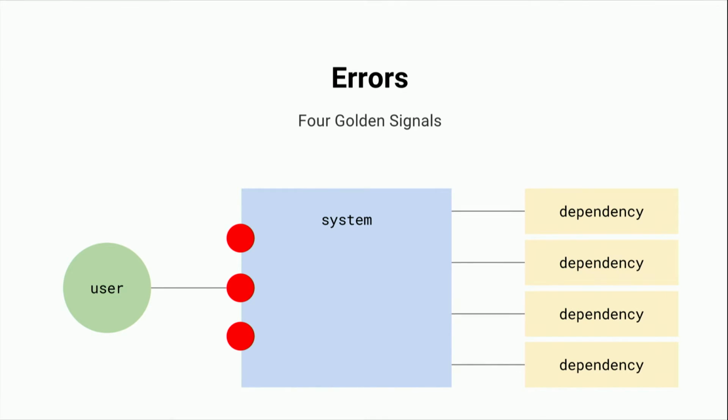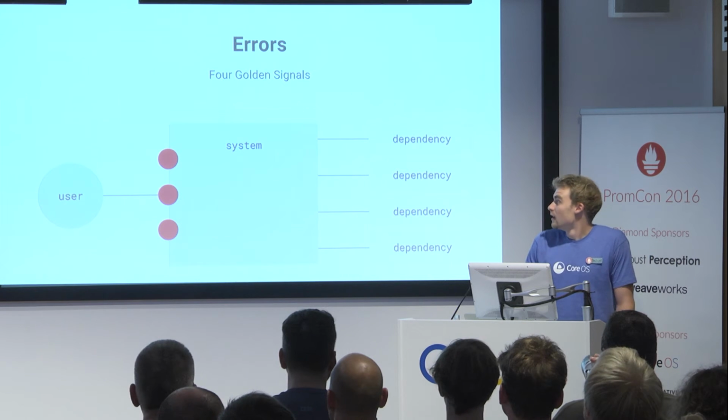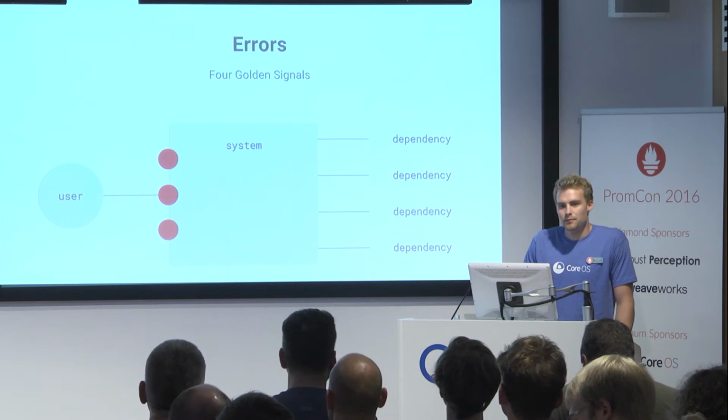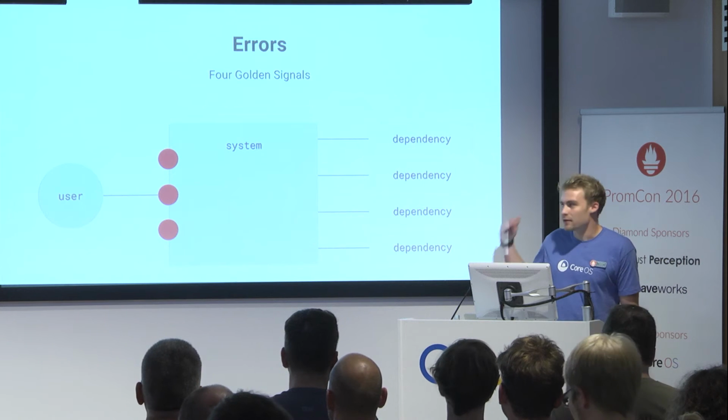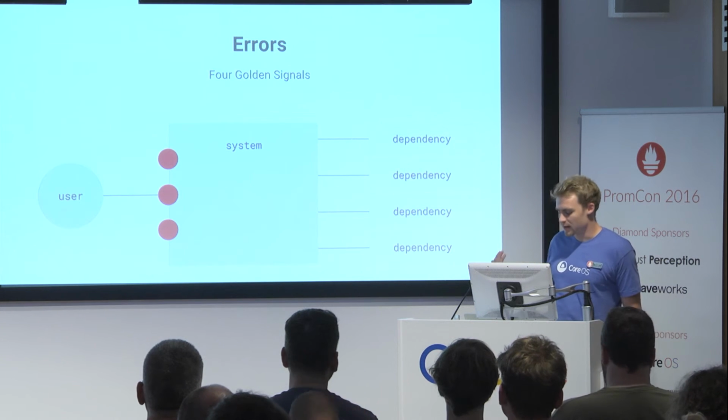The third one is errors. So if you have traffic, you also have errors, right? And they are almost never 0. You probably have a tolerance level, but there's also a point where it's just too many errors, and that's something you want to alert on.